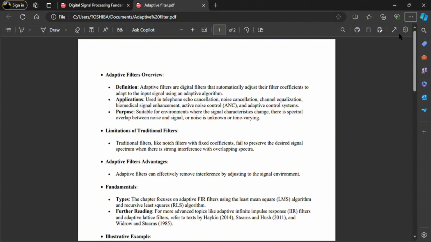First of all, the definition: adaptive filters are digital filters that automatically adjust their filter coefficients to adapt to the input signals using an adaptive algorithm. Then we are going to explain the applications of these adaptive filters.